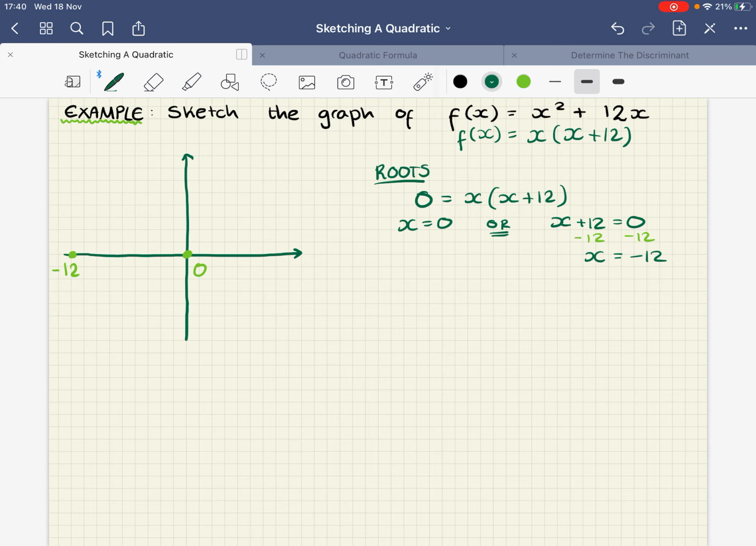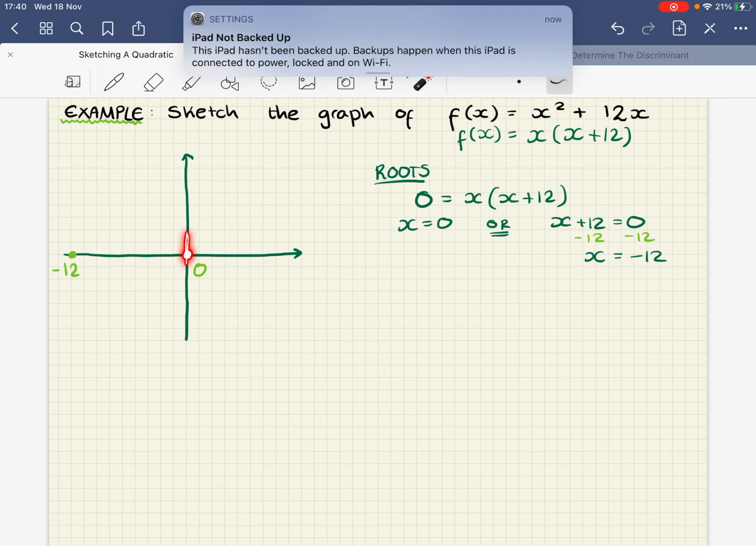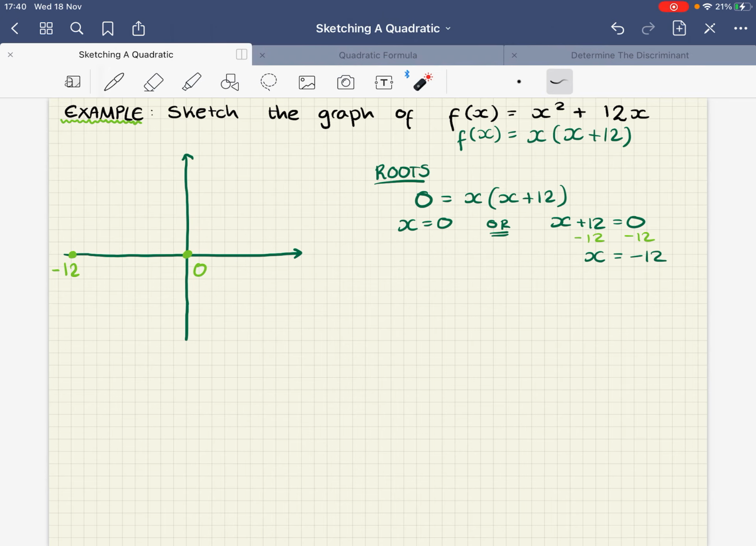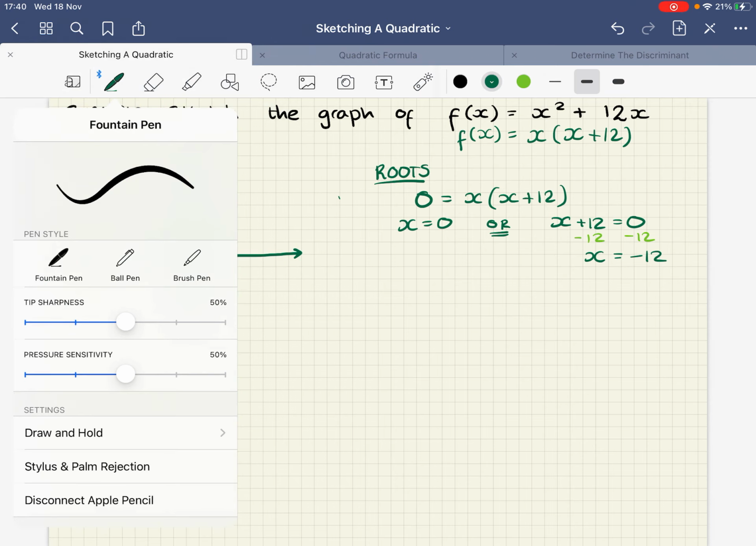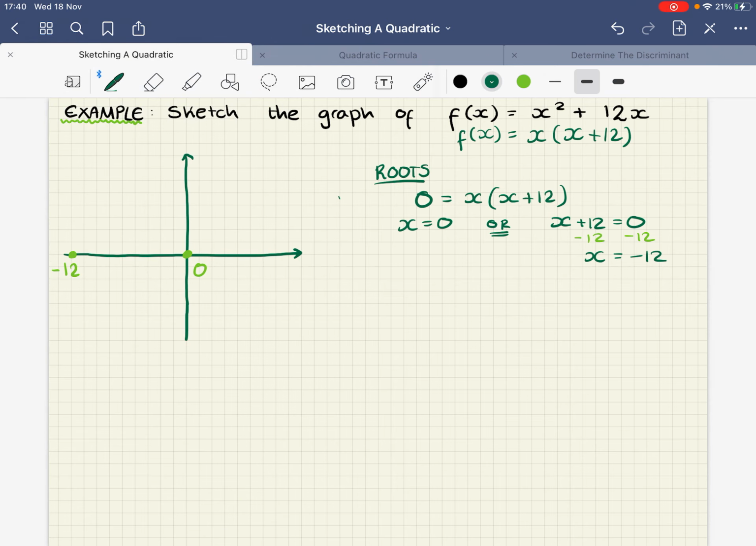And one thing I can notice is that at that 0 mark, that is also my y-intercept because of where it crosses my y-axis. So I don't actually need to calculate my y-intercept. I've already got that information there. My y-intercept is just going to be at 0, 0.